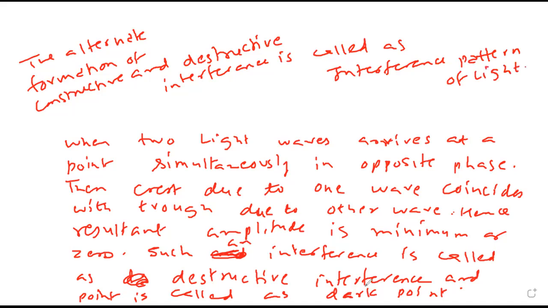When two light waves arrive at a point simultaneously in opposite phase, then the crest due to one wave coincides with the trough due to the other wave. Hence the resultant amplitude is minimum or zero. Such an interference is called destructive interference and the point is called a dark point. The alternate formation of constructive and destructive interference is called the interference pattern of light.